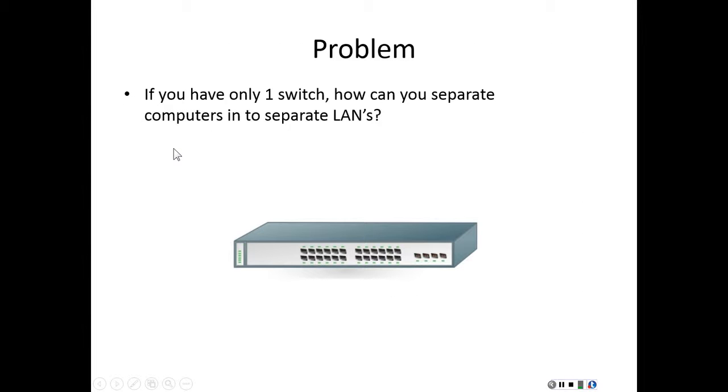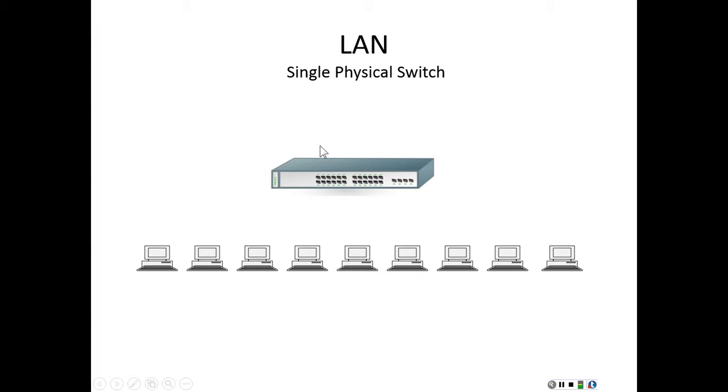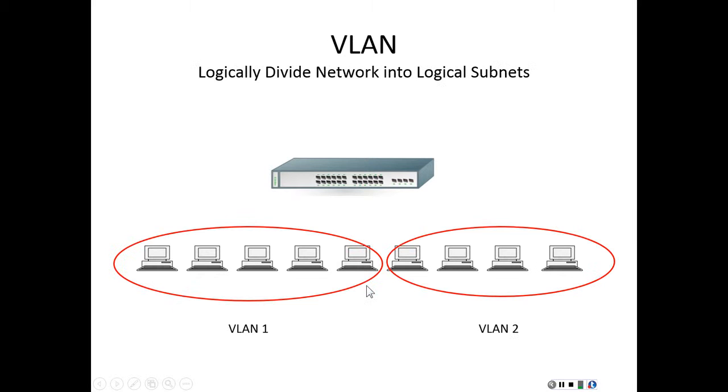But the problem is, if I only have one switch and I don't have the funds to purchase a second switch, how can I separate the computers into separate local area networks? And the answer is to use a VLAN, a virtual local area network. A VLAN is where we take our single physical switch and we logically divide it into separate logical subnets, such that these workstations are isolated from these workstations.